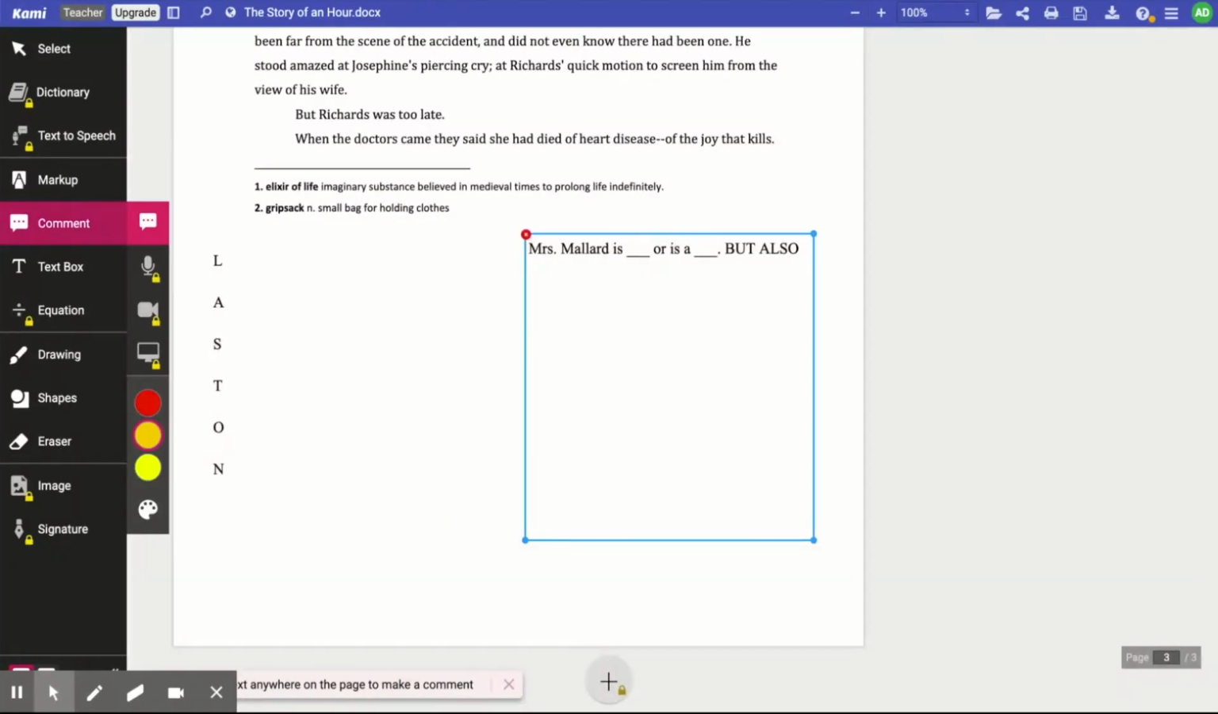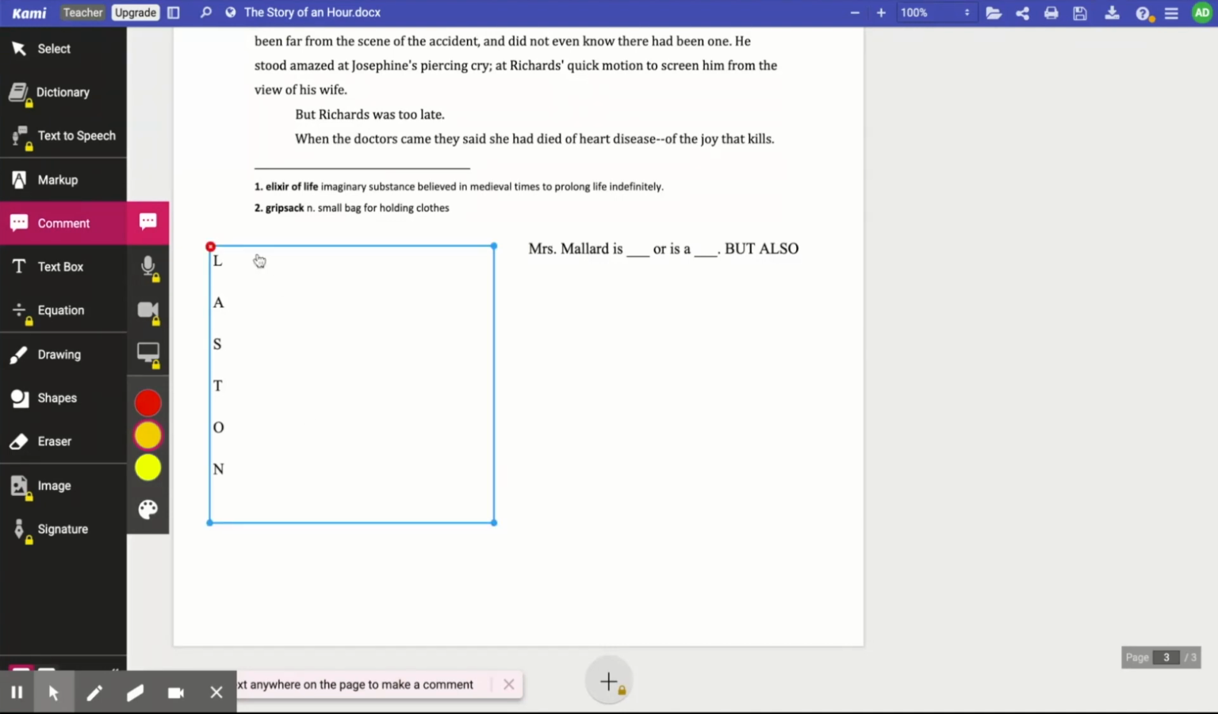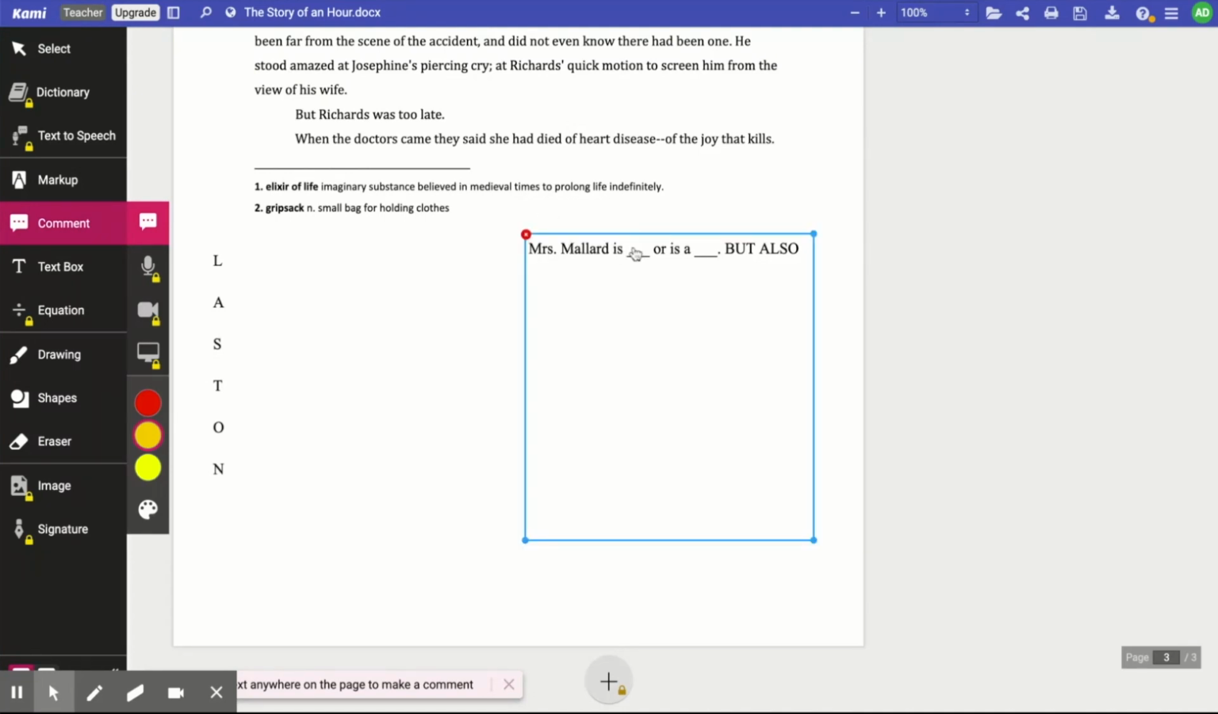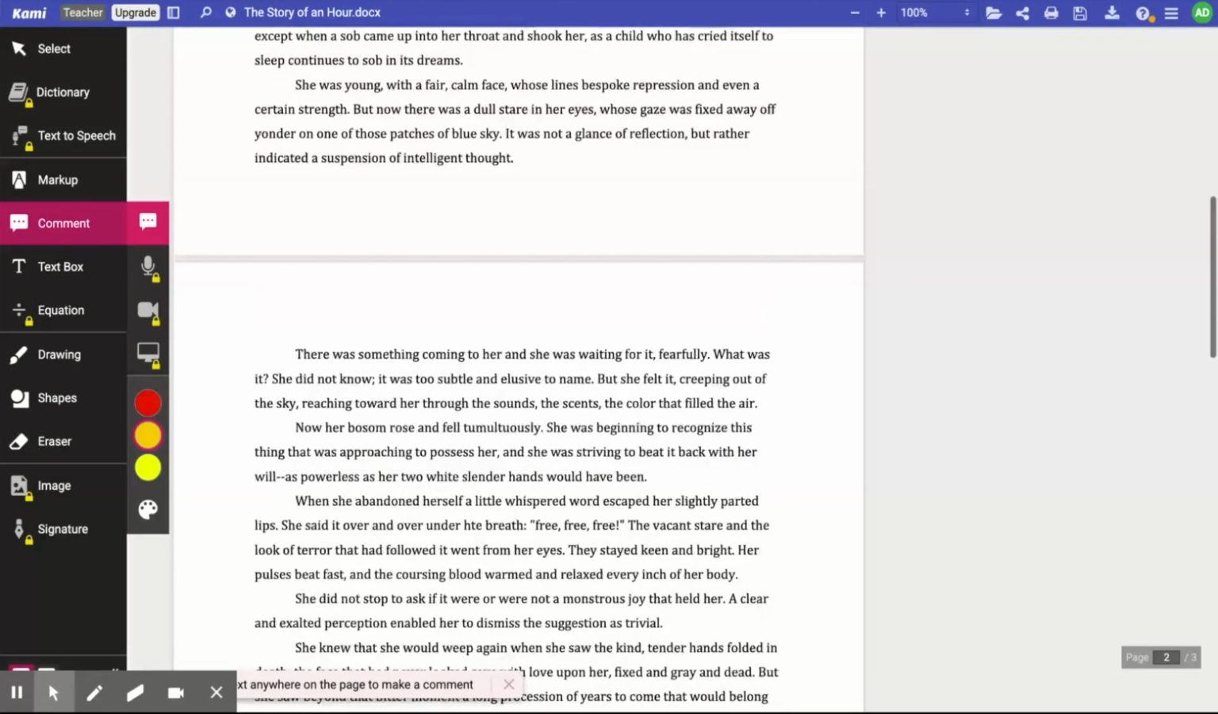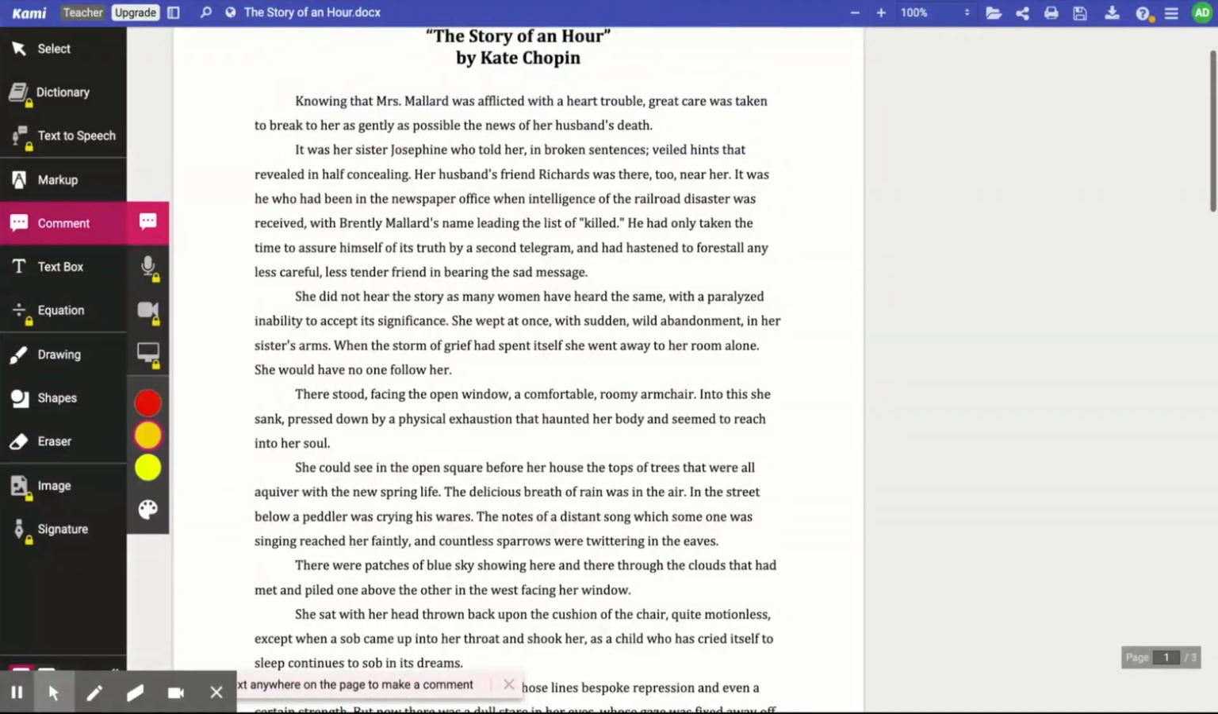What I'd suggest that you do at the end of your prose passages before beginning writing essays is to write the mnemonic LASTON. Also, put a reminder at the bottom of your paper that for characterization, you should have adjectives or nouns. For example, Miss Mallard is, and then you would list adjectives, or is a, and list nouns. You also might want to just write, but also, just as a reminder that you should be writing about complexity. Remember that your characters are not going to be one-dimensional.